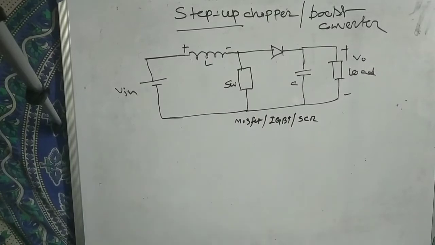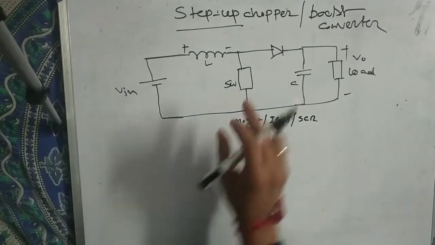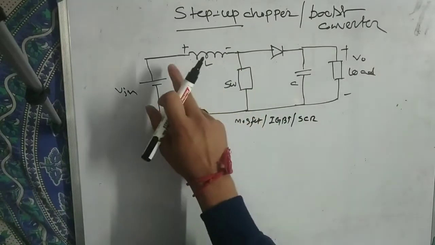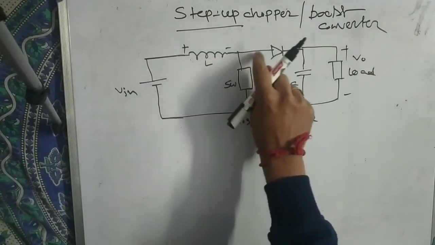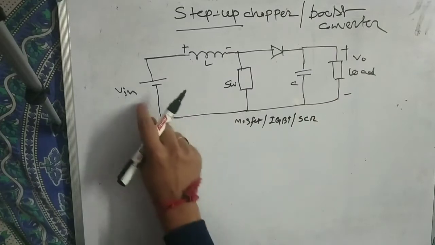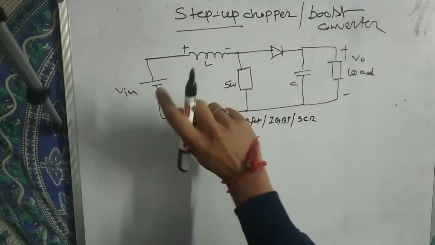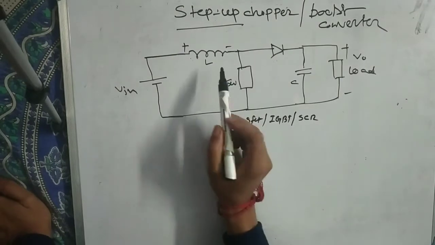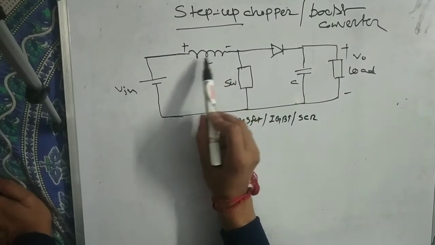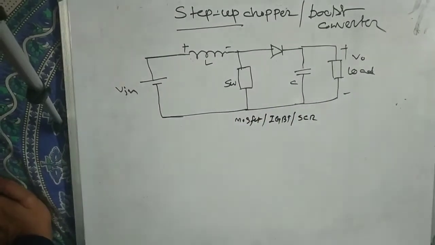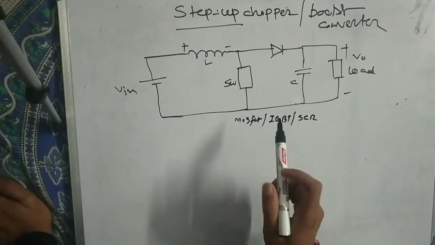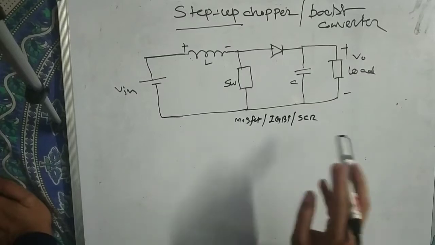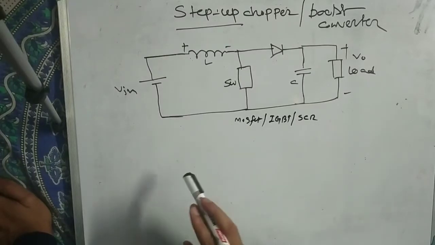Okay, so when the switch is off, what will happen? When the switch is off, this is open circuited. Now the current will flow through the inductor, diode, load and back to the source. So when the switch is off, the inductor will discharge through the load. Now we will see the numerical equation for the condition when the switch is on and when the switch is off.